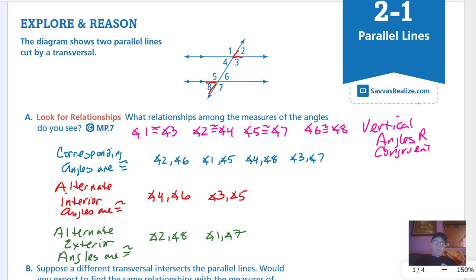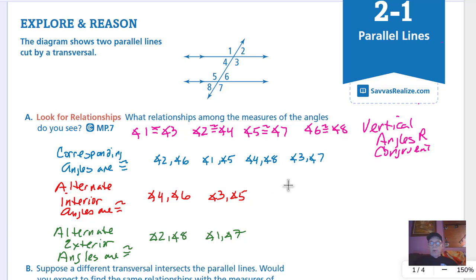The other relationship that maybe isn't so obvious unless we think about it a little bit is these two pairs here, angle 3 and 6. Those are same side interior angles. They're both on the same side, right of the transversal, inside the lines that are crossed. Or if we look at the other side, 4 and 5, those are on the left-hand side of the transversal, inside the lines that are crossed. So they're both on the same side of the transversal with each other, 4 and 5, or 3 and 6, and they're inside. We call those same side interior angles.